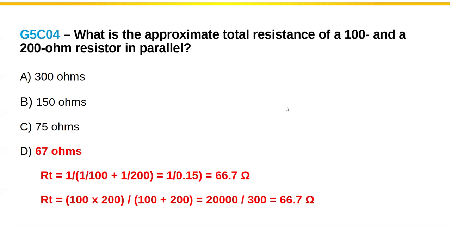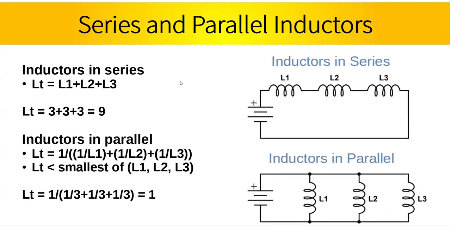Now, if they all are equal value, you can just divide by the number. That's a special case. So if you had 3 100 ohm resistors, you'd have 33 1/3 ohms. If you have inductors in series, they add like resistors. And in parallel, they act like resistors where you have to do the reciprocal of the reciprocals, or the same special cases. If you had 2, you can, or they're all equal.